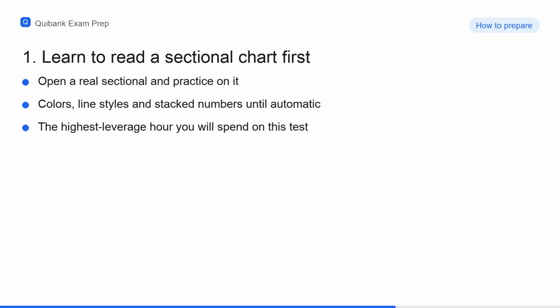So, how do you prepare? Tip 1. Learn to read a sectional chart before you do anything else. Get an actual sectional or open one online and practice until the colors, the line styles, and the stacked numbers are automatic. This is the highest leverage hour you will spend on this test.